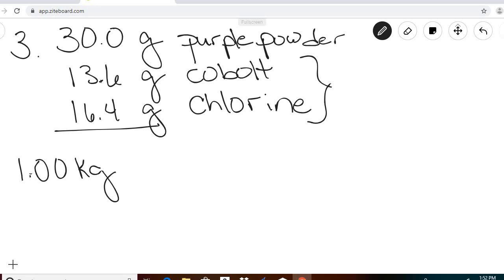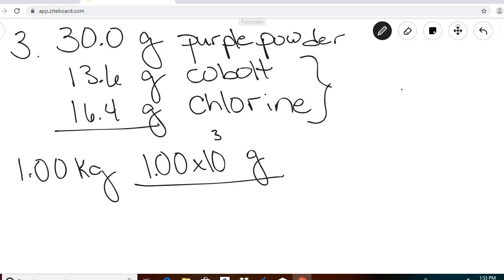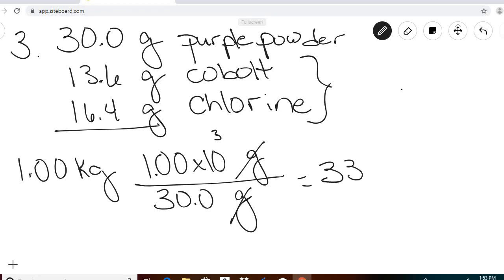Okay, so this is our recipe to make 30 grams. What would our recipe be to make 1 kilogram? Okay, so first of all, you need to realize that this kilograms needs to be converted to grams. We had 3 significant figures. So I guess we'd have to do this times 10 cubed grams, and we're going to divide by 30.0 grams. So grams are going to cancel. And this divided by that with 3 significant figures is 33.3. So 1 kilogram is 33.3 times as much as 30 grams.